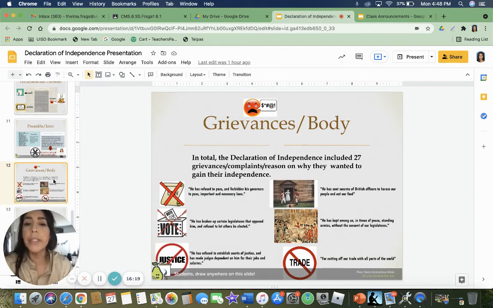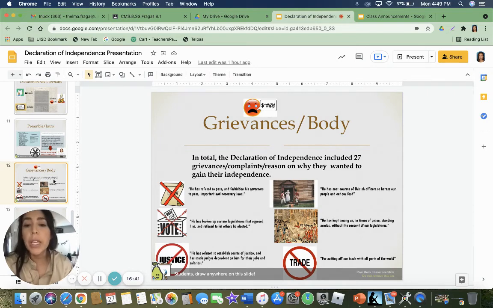Moving on to the grievances or the body of the Declaration of Independence. In total, there were 27 complaints, reasons why they wanted to gain their independence. And these are some of the most popular. First one, he has refused to pass or forbidden his governors to pass important and necessary laws. So basically, the king wouldn't let the colonies pass laws.